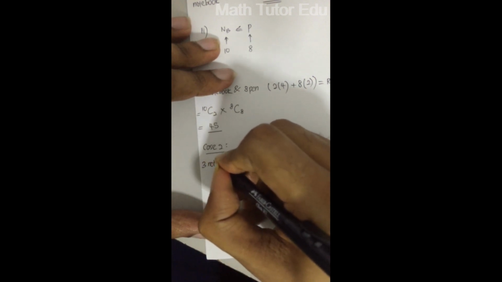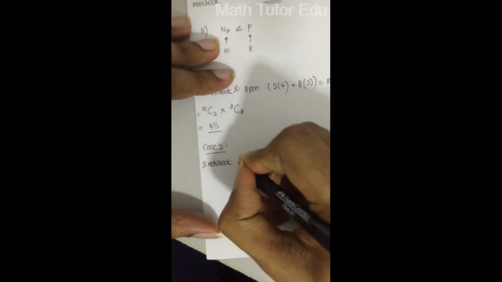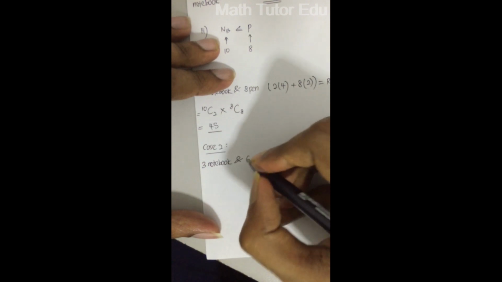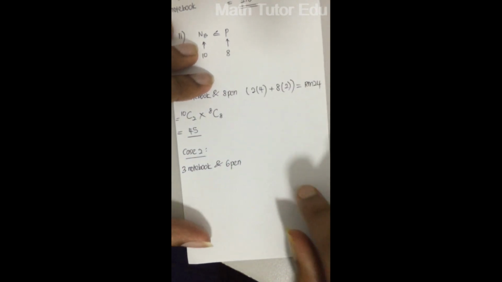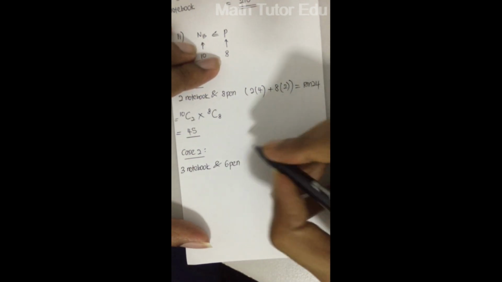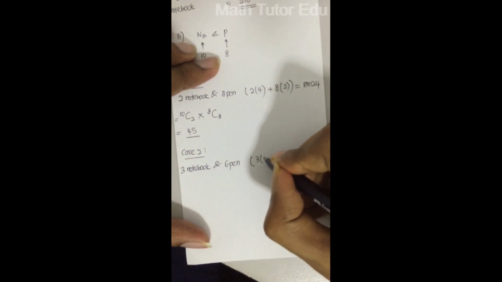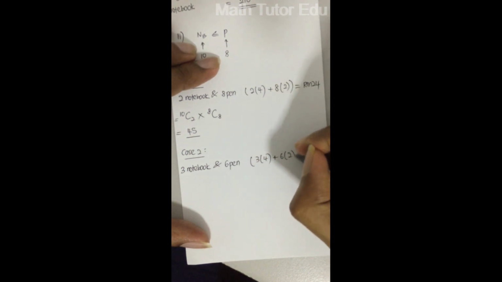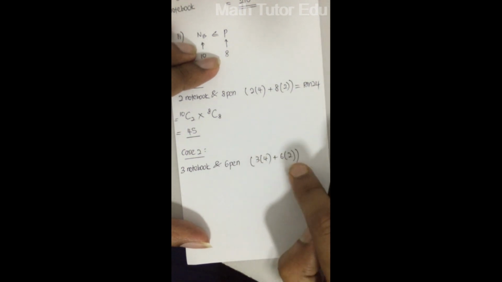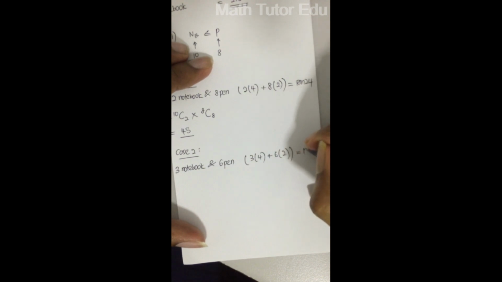3 notebook and 6 pen. Okay, so you can check whether it tallies with the budget or not. From here, 3 times 4, you get 12. Then plus 6 times 2, you also get 12. 12 plus 12, you get 24 ringgit.